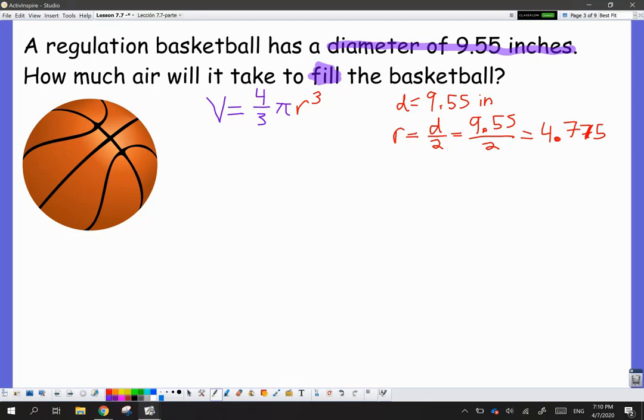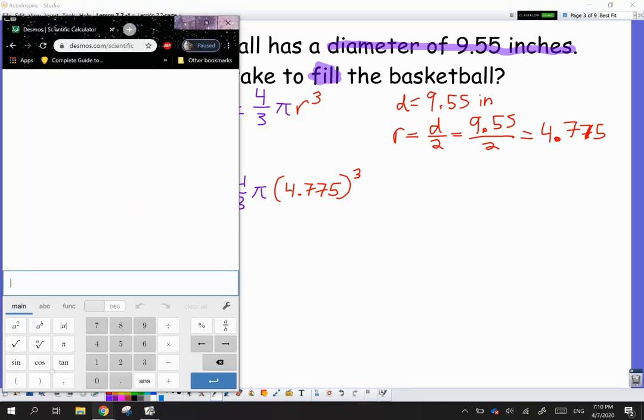Now that we know the radius, let's put that in our volume formula. So volume is equal to 4 over 3 pi times 4.775 cubed. So let's type that into our calculator. We'll start with our fraction, 4 divided by 3. We'll tap over here, move the cursor so that it comes after the fraction, so we're not typing this at the bottom or anything. And we have pi times 4.775 to the third power.